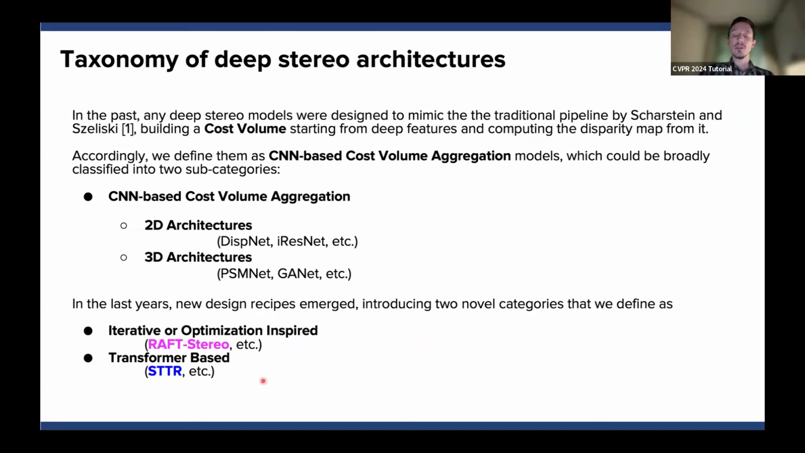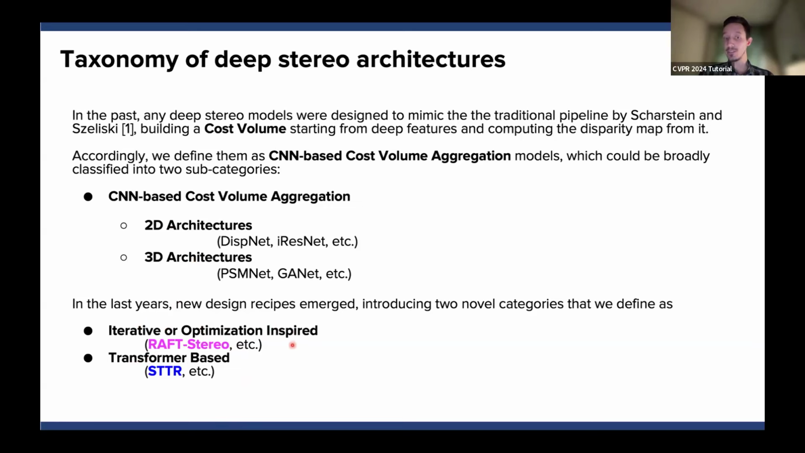And these two are very different with respect to the CNN-based cost-volume architecture because, as we will see, the former makes a very different use of the cost volume with respect to what we learned from 2D and 3D architectures, and the latter, in most cases, don't even build a cost volume at all. So we will see how these two approaches completely change the point of view of designing a deep stereo architecture.